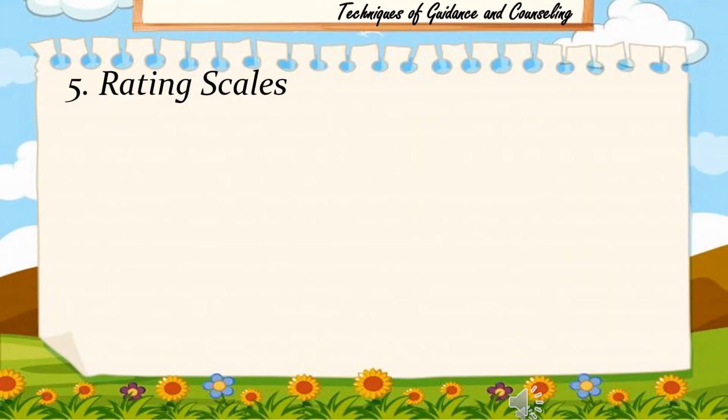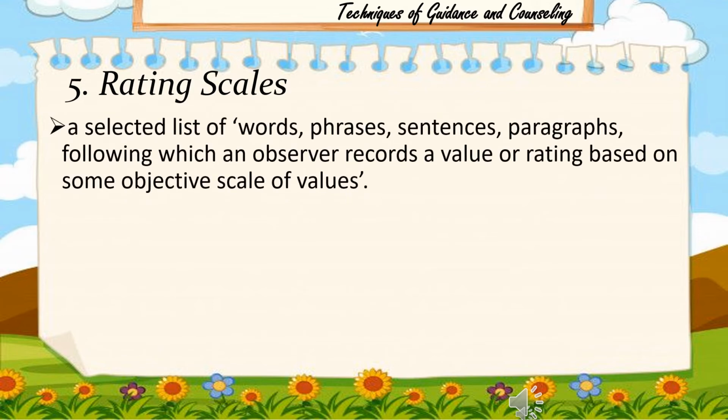Next technique is the rating scales. So what is the rating scales? In rating scales, a selected list of words, phrases, sentences, paragraphs is given, following which an observer records a value or rating based on some objective scale of values. In this technique, the presence or absence of a behavior or trait in a person is rated in terms of quantity and quality. So you might be rating your students' performance, their handwriting, their habits, and many other aspects in your day-to-day teaching.